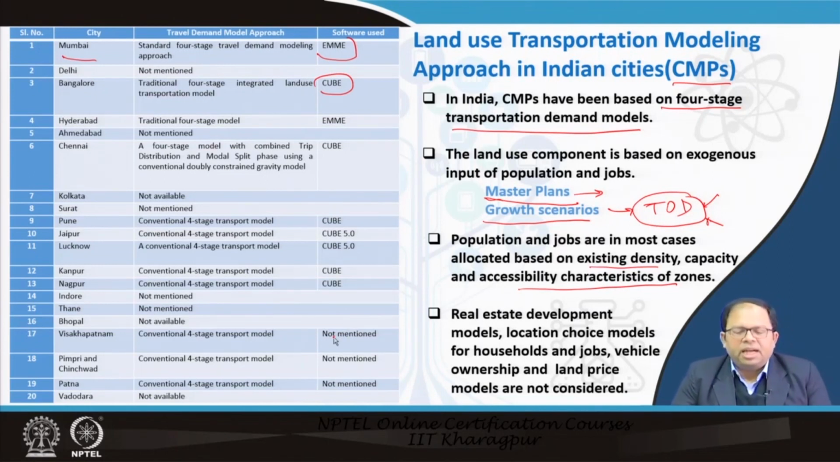So as we see, primarily in Indian urban areas, CMPs have been only the transportation planning component, with no planning, no modeling, or no determination of the land use component that is going to happen.